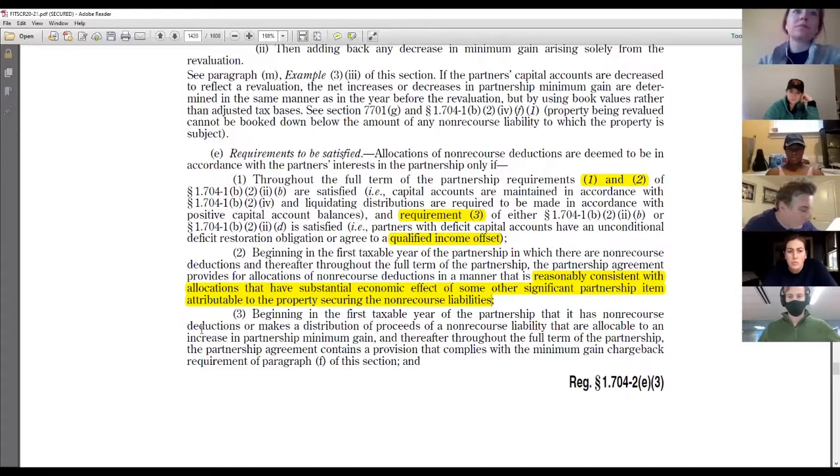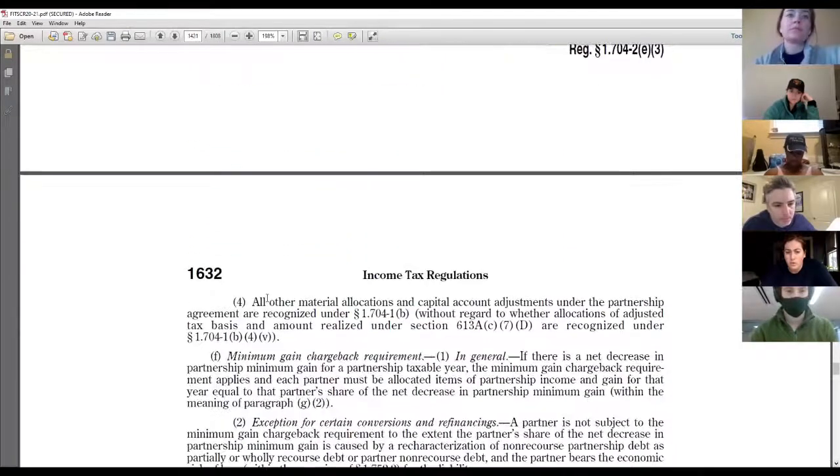And then 3 is pretty straightforward. We have to have this minimum gain chargeback provision, which we're going to talk about. We have that. That's in the agreement. So 1 and 3 can be evaluated just by looking at the agreement. These things are in the agreement or they're not. 2 requires some analysis of reasonable consistency. And then 4 is just that all other material allocations and capital account adjustments are respected. Gives the government flexibility if things are being reallocated under PIP, that, sort of all bets are off.